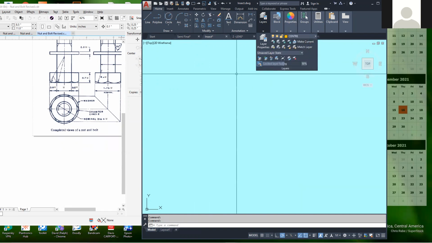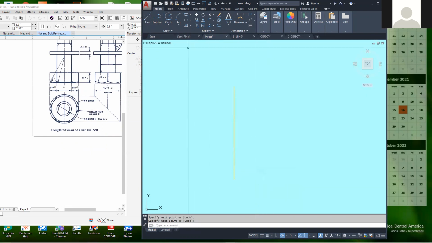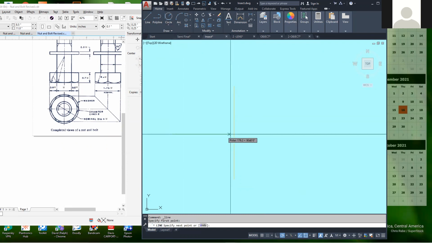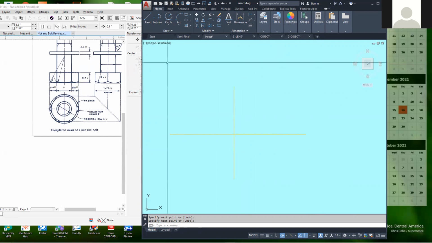Oh, this is already too light. Draw a center line. You'll see in that line. Right, we want the hexagon on the inside of the circle.